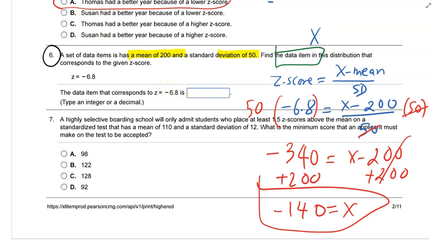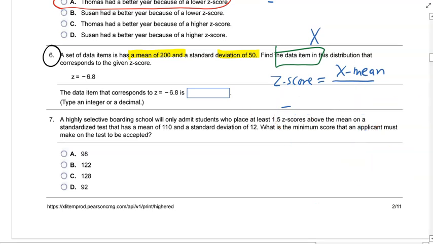Okay, let's do question number 7. A highly selective boarding school will only admit students who place at least 1.5 z-score above the mean. Listen, only those students who get a z-score of at least 1.5 or above from the mean can be admitted to the school. And the mean of all test scores is 110 and the standard deviation is 12.